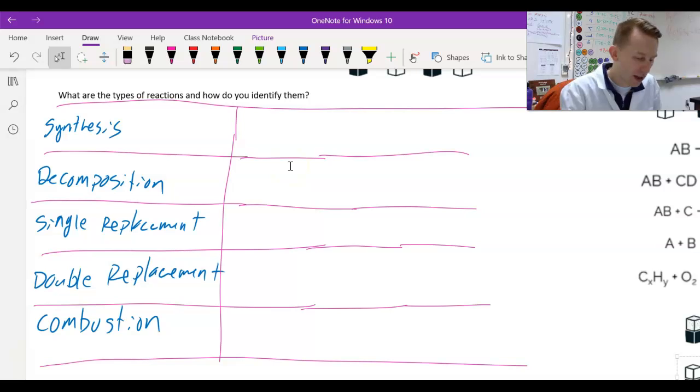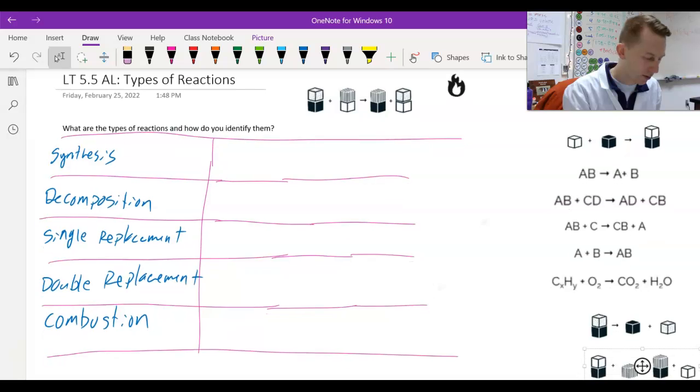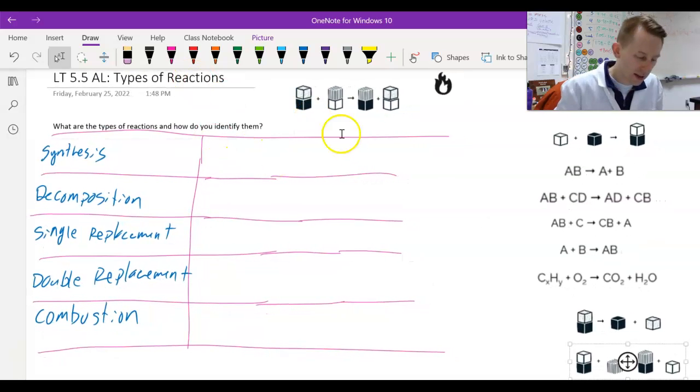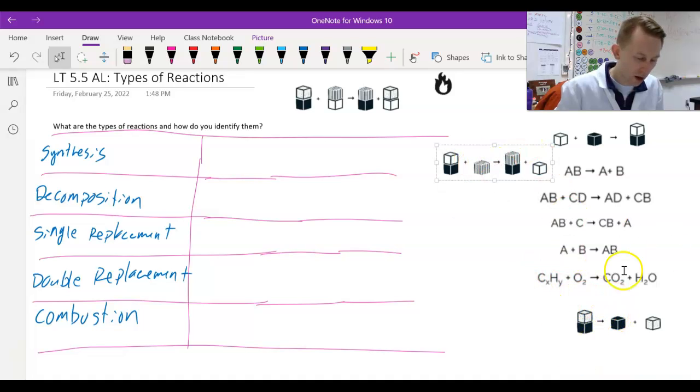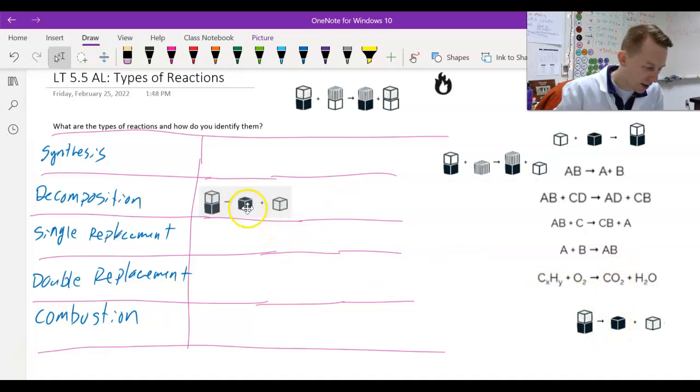Alright, hopefully you have this table done, and let's get to this. So if you did the card sort activity, I've got the pieces of the card sort activity listed out off to the right here. So let's start with decomposition. I know it's not first, but that's the one you're probably most familiar with just based off of what you already know about the word. So decomposition is when things break apart into smaller things. And so that's this one right here. This one, I'm going to move here.